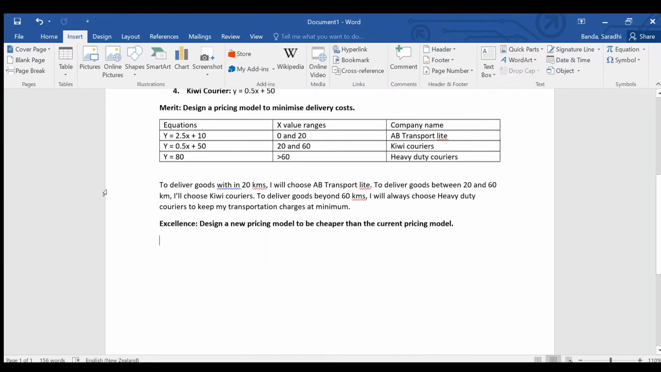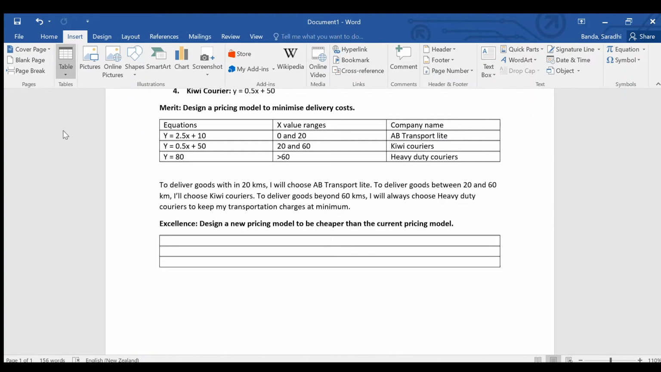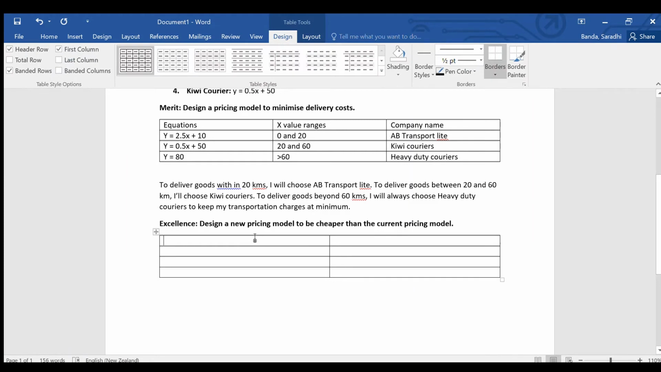I'll quickly grab and draw a table. And I just need two columns. So the first one's going to be, I would say, new equations and x value ranges. So my new equation, as I said, the first one's going to be y equals 2x plus 10. And I'm going to keep this for distances between 0 and 20.